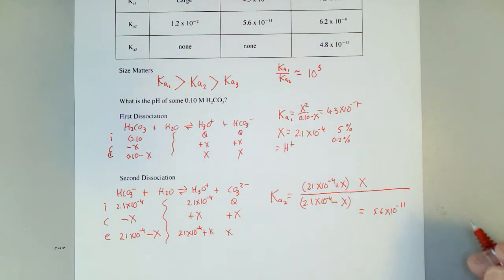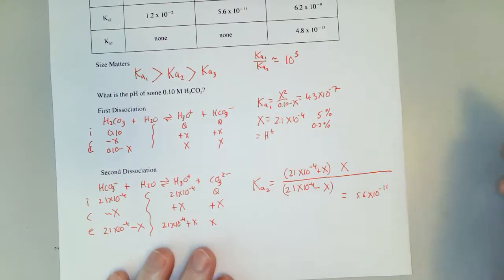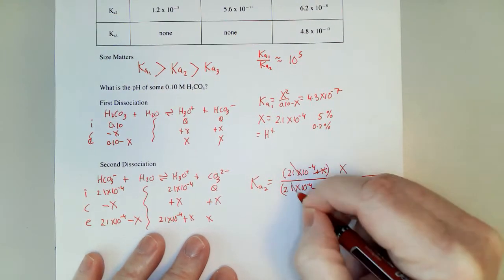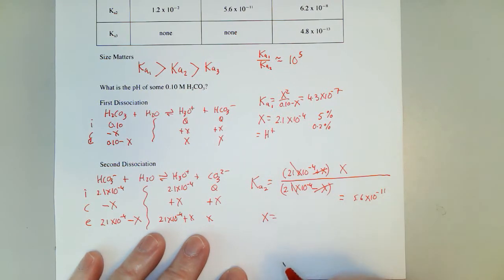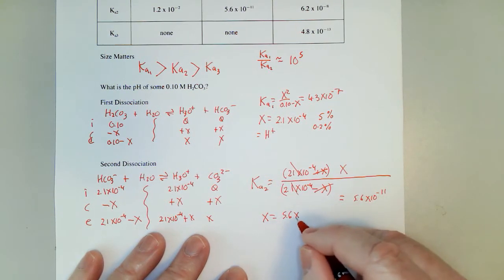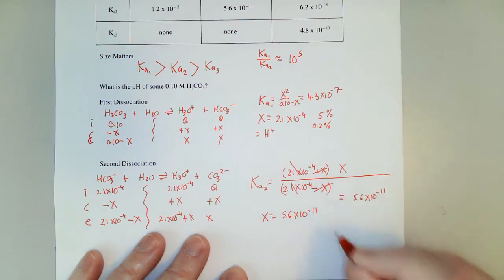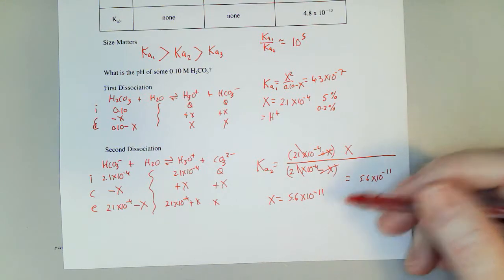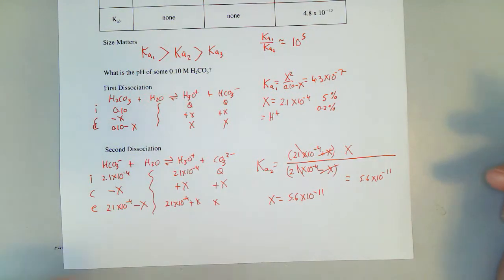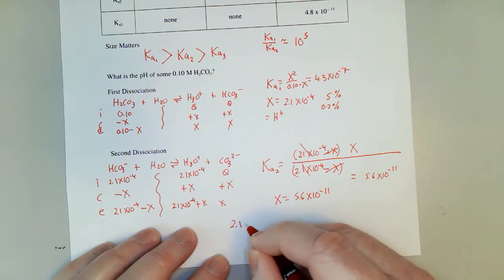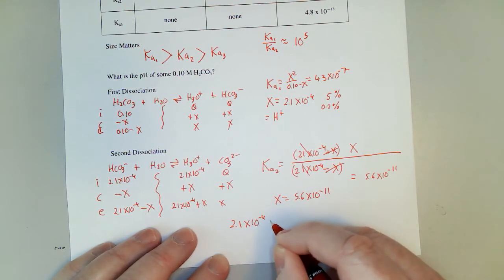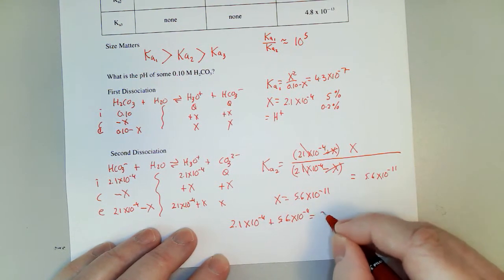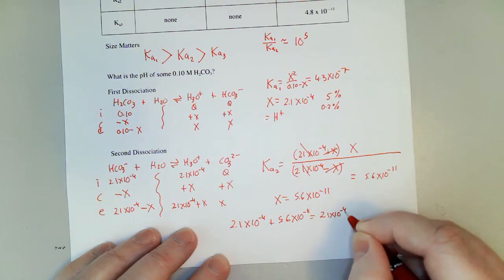All right, so now I can most definitely approximate this. The plus x and the minus x are gone, which means this cancels this, and x simply equals 5.6 times 10 to the negative 11. So that's how much more hydronium ion is produced, and it's negligible. Even if I add them together, 2.1 times 10 to the negative fourth plus 5.6 times 10 to the negative 11 equals 2.1 times 10 to the negative fourth.